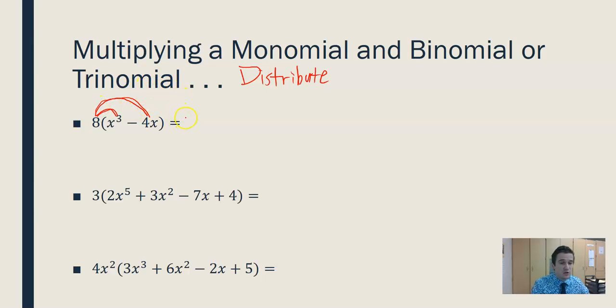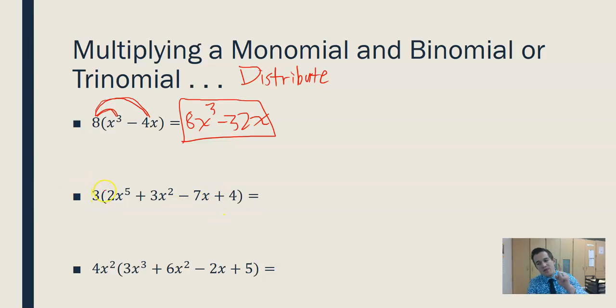Well, 8 times x cubed, that's 8x cubed. 8 times negative 4x is negative 32x. So my simplified answer here would be 8x cubed minus 32x. And that would be it. That would be my final answer. No matter how long this polynomial is, if I have one thing in front of the parentheses, that one thing needs to be multiplied by everything inside these parentheses.